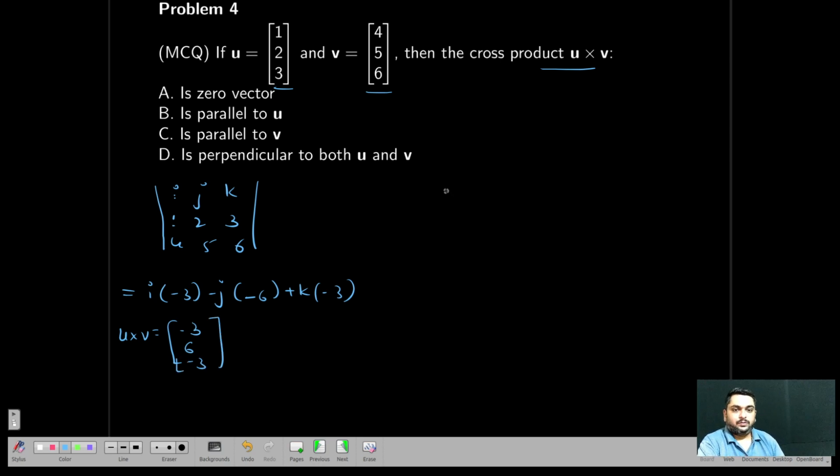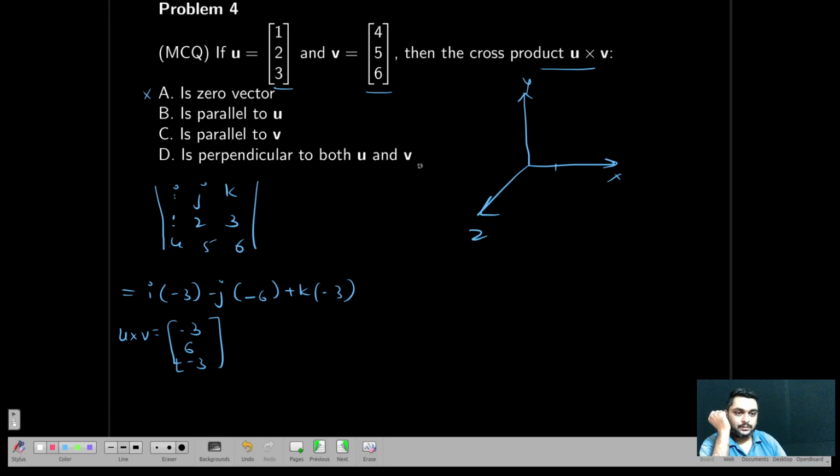Okay. So now how will you find whether it's parallel to u, v, or perpendicular? It is not a zero vector, so you got a vector here. Let us take the 3-dimensional space, right? What is vector u, where 1 is the x-axis, and then y and z.